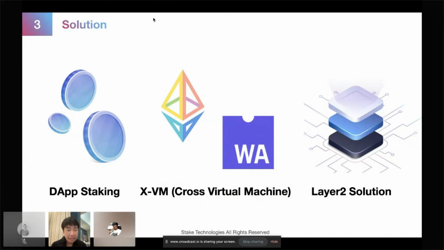We are supporting cross virtual machines, XVM, which means we are supporting Ethereum virtual machine as well as WebAssembly. In addition to that, we are supporting a layer 2 solution, because when it comes to smart contracts, scalability is the biggest problem we have today. I think less than 1% of people are using blockchain today, but our blockchain is almost full. So we need to change how to use blockchain, and that's why layer 2 technology is needed, even in the Polkadot ecosystem.